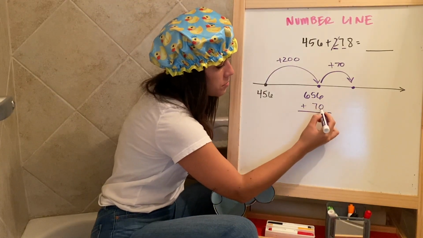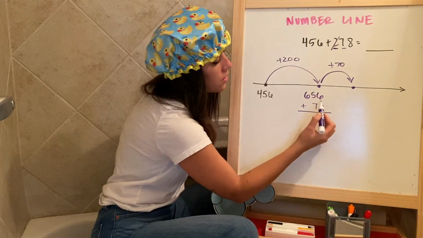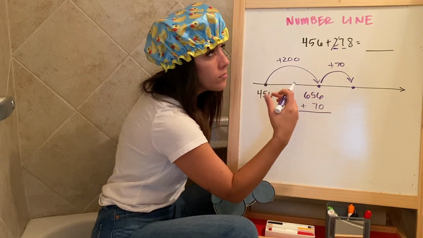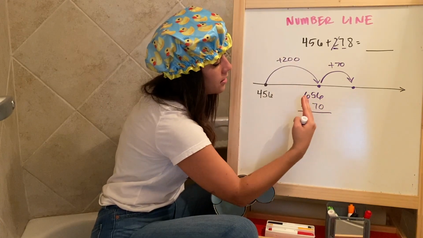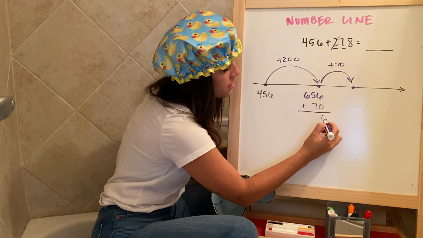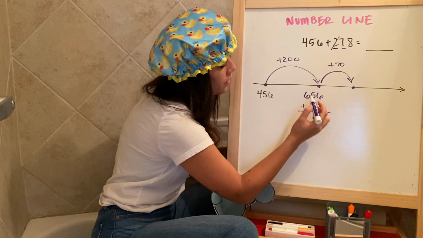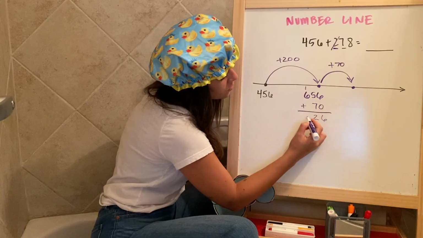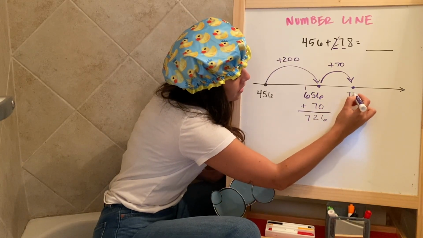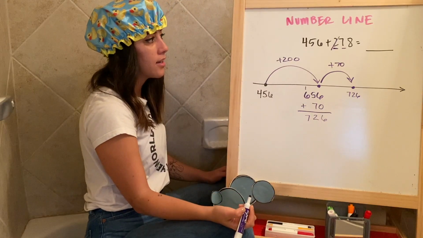So 6 plus 0, making sure that you're drawing the numbers and lining them up correctly. So 6 plus 0 is 6, 5 plus 7 is 12, sorry, carry the 1, 6 plus 1 is 7. So my next point is 726.